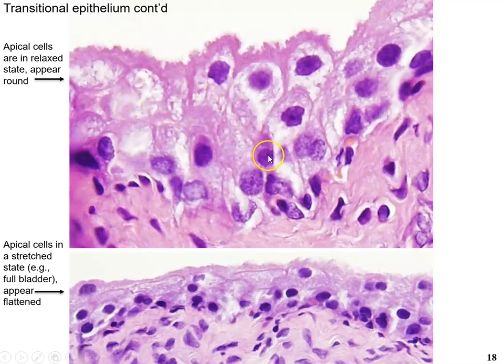So this is the relaxed state of transitional epithelium. The apical cells are round, you can see. But if the bladder fills and stretches, then the apical cells become flattened, and this allows for the epithelium to stretch along with the bladder.